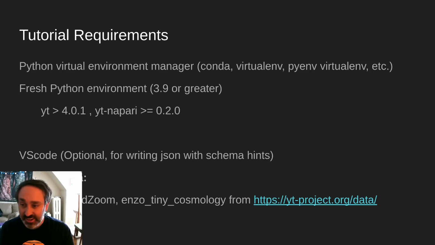And then finally, in terms of sample data, this video is going to use the deeply nested zoom as well as the Enzo tiny cosmology dataset from the yt sample data repository. So you can go to ytproject.org/data and download those data files if you want to use the same data files that I'm using here.